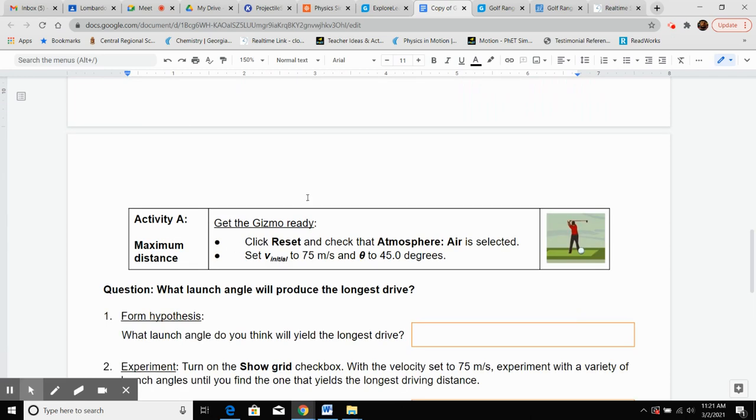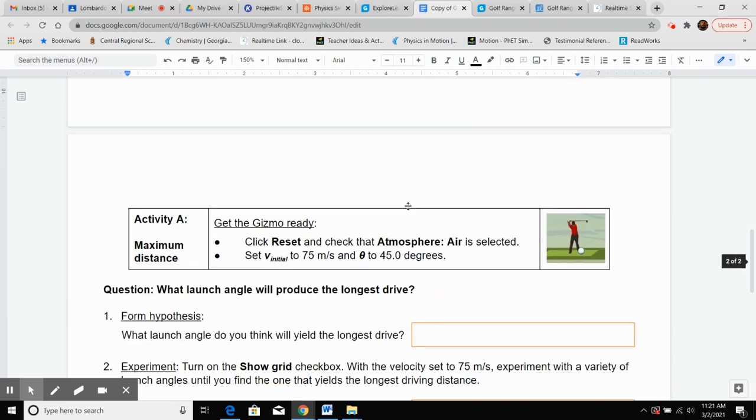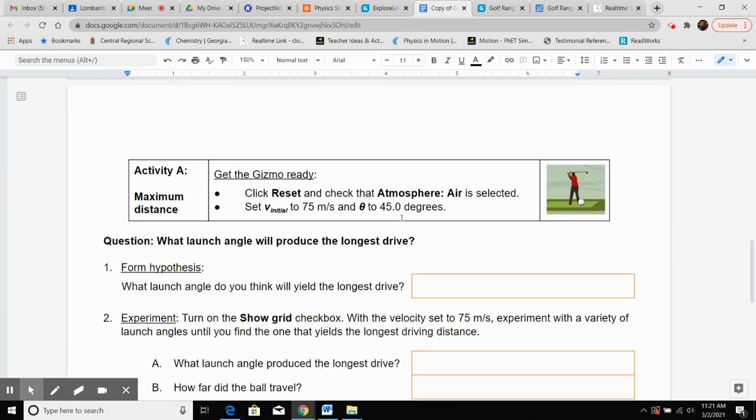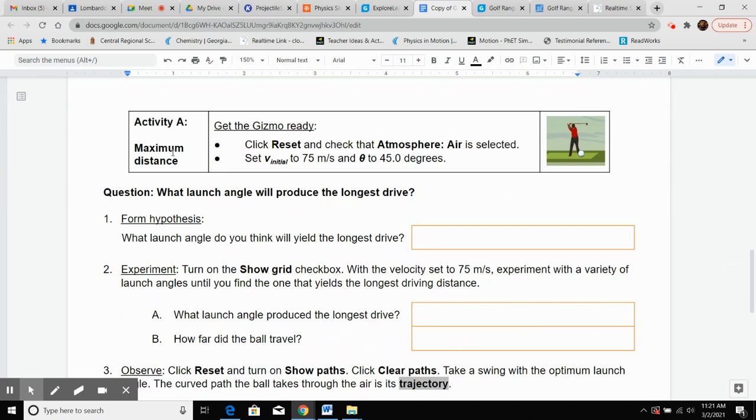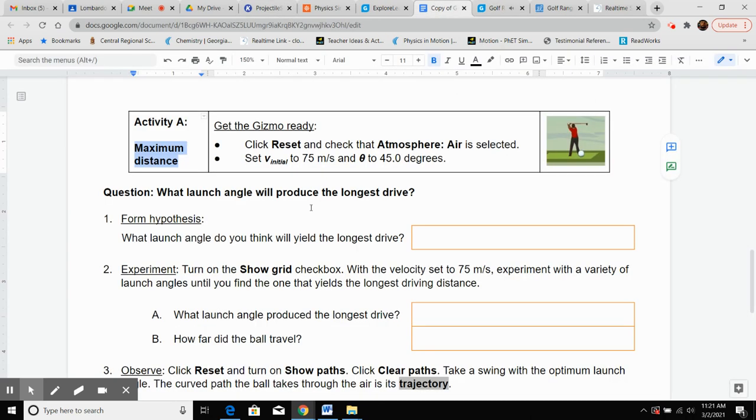So after you have gotten your first velocity and your 3 examples, we're going to move on to activity A. We're going to get the Gizmo ready and try to achieve maximum distance. We're going to click the reset button, make sure that the atmosphere is air, and set initial velocity to 75 and the angle to 45 degrees. So atmosphere is air, 75 and 45. And then what does it say to do?